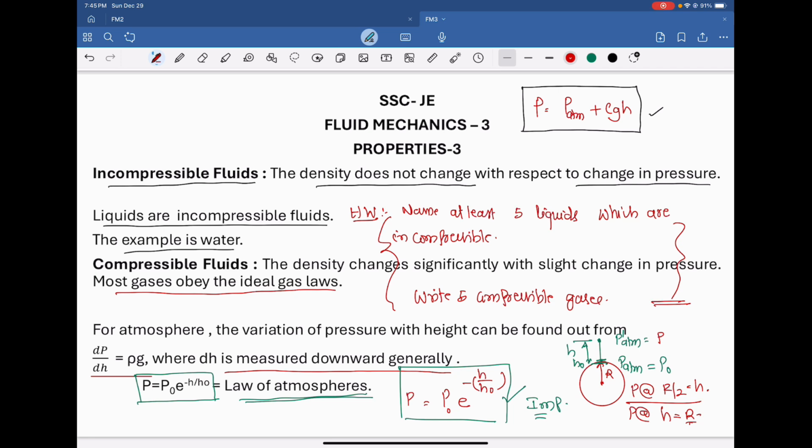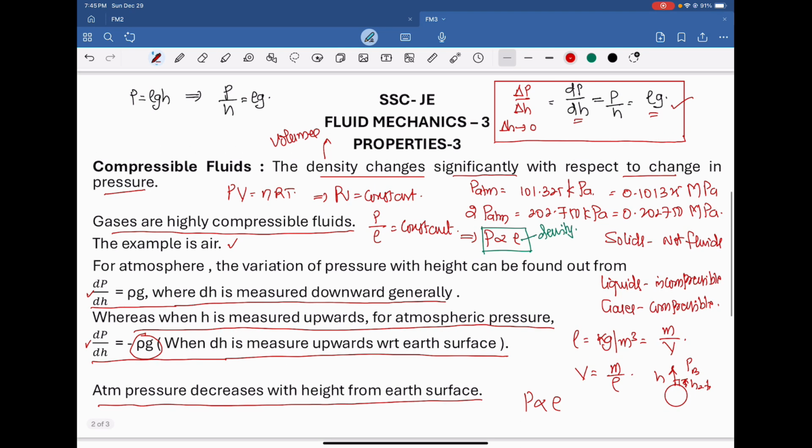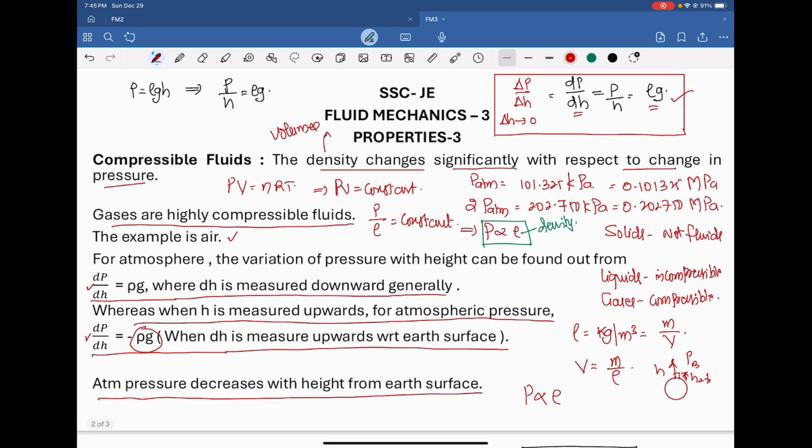Now, as a homework, you find out P at H equal to R by 2. R is the radius of the Earth, approximately 6,300 kilometers. If we go 3,000 kilometers above the Earth, what happens? Just try to find out.